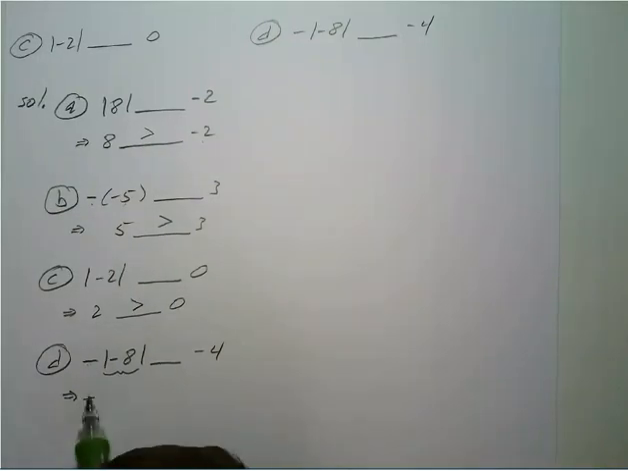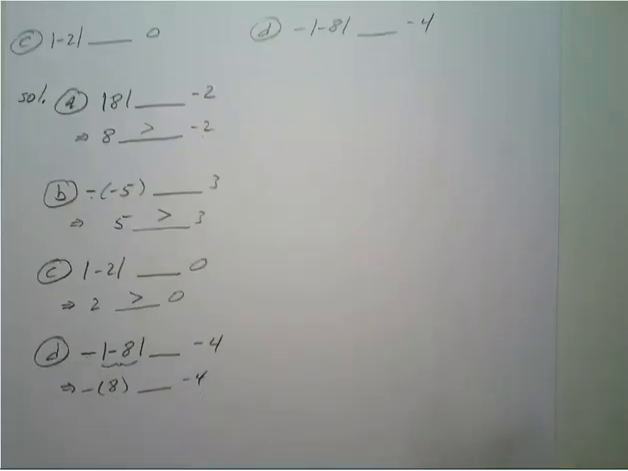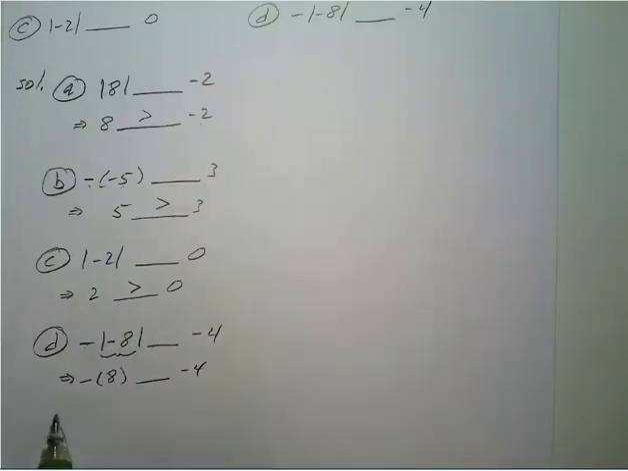Okay, so we bring down our negative. What's the absolute value of negative 8? Well, the absolute value of negative 8 is just 8. Okay. See, here our negative is on the outside, so what's the opposite of 8? The opposite of 8 is negative 8. Okay, and negative 8 is what to negative 4? If you use your number line, you see that negative 8 is less than negative 4.